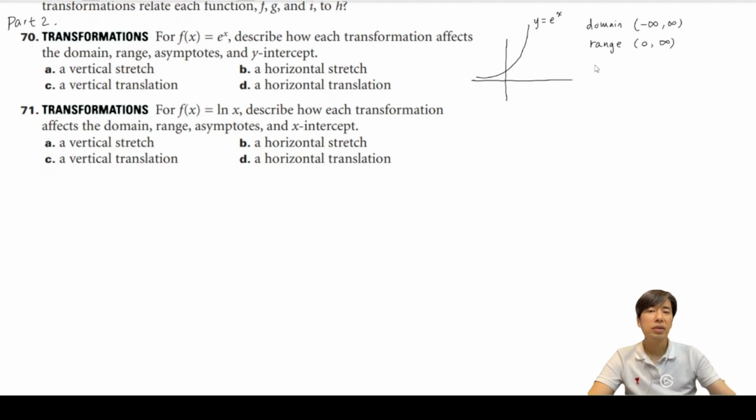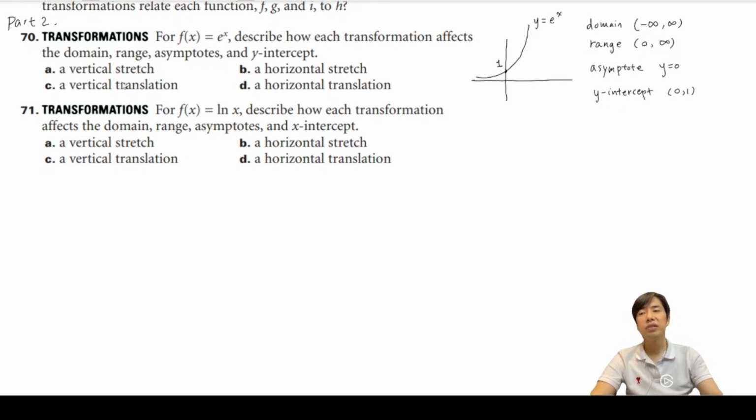And its asymptote is just the x-axis, so y is equal to 0, and its y-intercept is this one at 1, so that's 0, comma 1. So how do these transformations affect the domain, range, asymptote, and y-intercept?